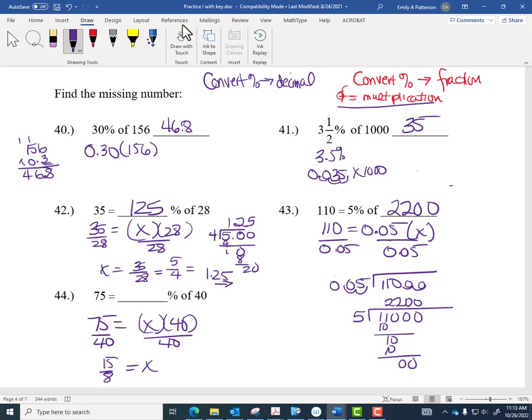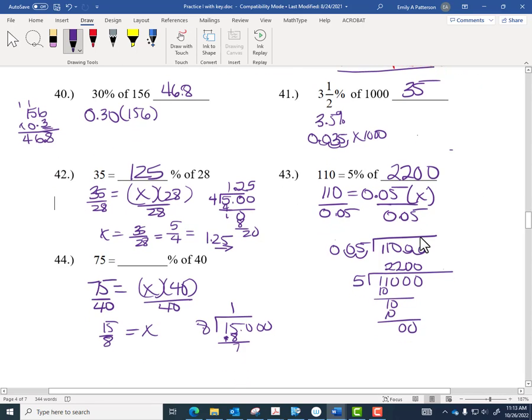And this is a top-heavy problem or an improper fraction, so this better be a number greater than 1 or a percent greater than 100%. So we have 8 goes into 15 once. And then it goes 8. So then we have 7, and then we've got to carry out the decimals.